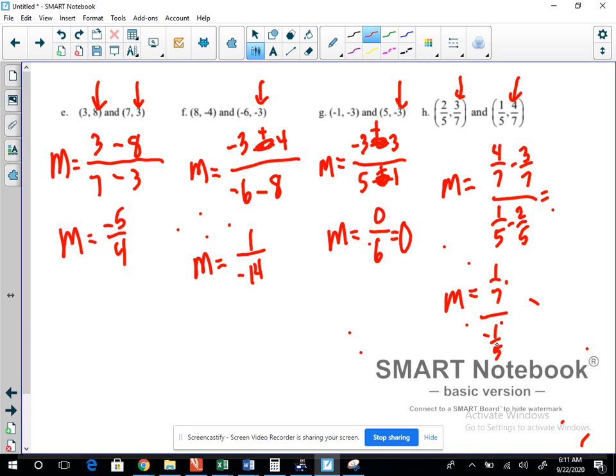Now, if you're not familiar with fractions, if you divide by a fraction, you can multiply by its reciprocal, which is 5 over negative 1. Numerator times numerator is 5. Denominator times denominator, that's a 1, by the way, is negative 7. So this one becomes negative 5/7.